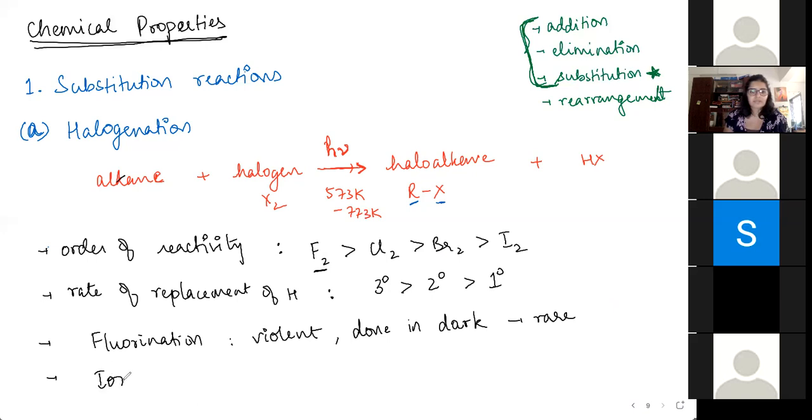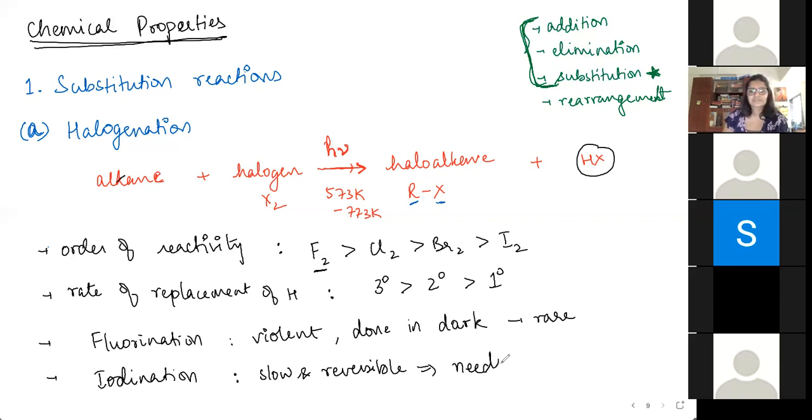And when it comes to iodination, as reactivity decreases, it is very, very slow. It is slow, and it becomes reversible. If the reaction is slow, the HX gas is not escaping fast enough. So it is going to react with the haloalkane back, and then the reaction is going to be reversed. So it needs an oxidizing agent.